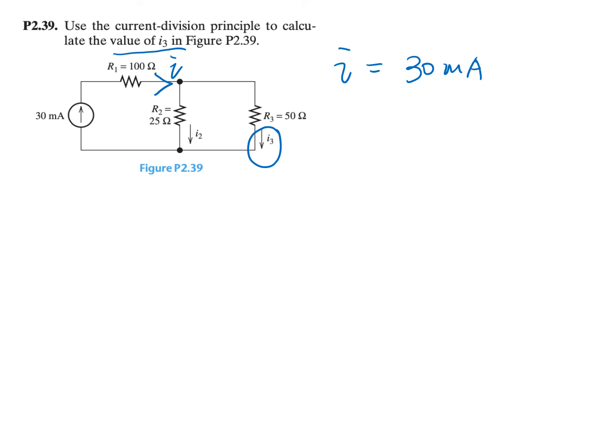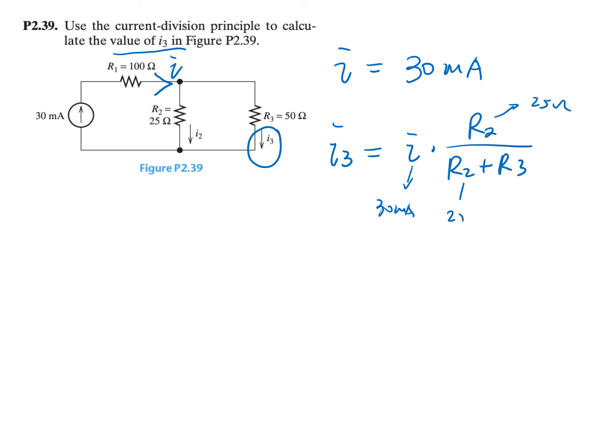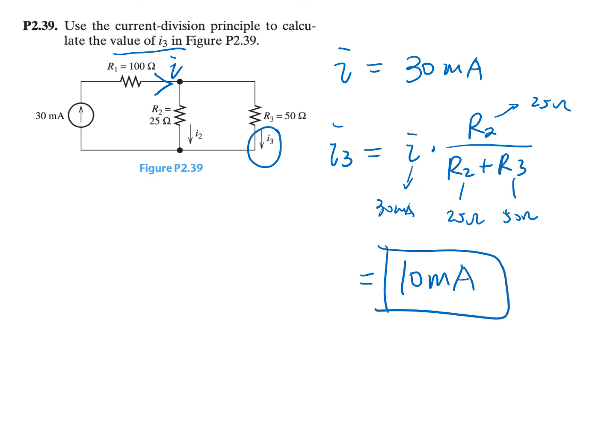Then we can perform the current division. I3 is equal to I times R2 over R2 plus R3. Substitute in the values. I is equal to 30 milliamps, and R2 is 25 ohm, R3 is 25 ohm, so the sum is 50 ohm. So I3 is going to be equal to 10 milliamp. That's our final answer.